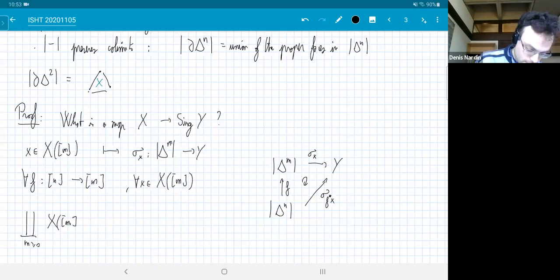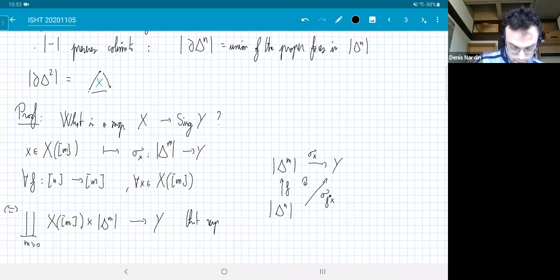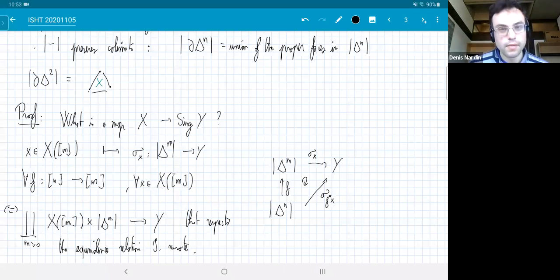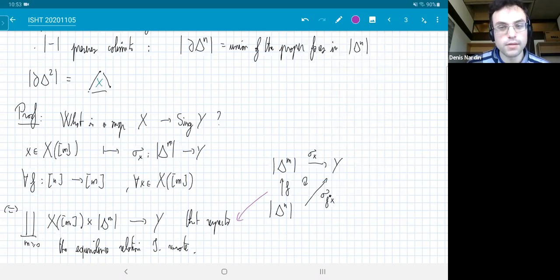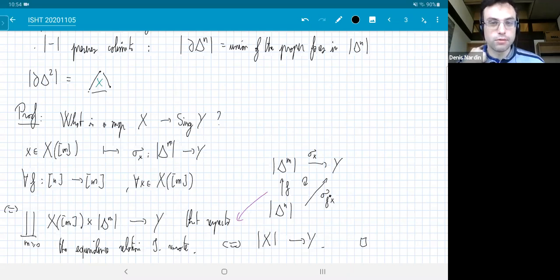Exactly, a map from this guy that respects the equivalence relation I wrote. And that's this condition here. That's respecting the equivalence relation, if you write it down. So that's the same thing exactly as a map from the geometric realization of X into Y. And that's the proof. And again, sorry, I'm being a bit fast in these preliminary sections because I don't want to spend a lot of time doing the technicalities, but please interrupt me if there are problems.